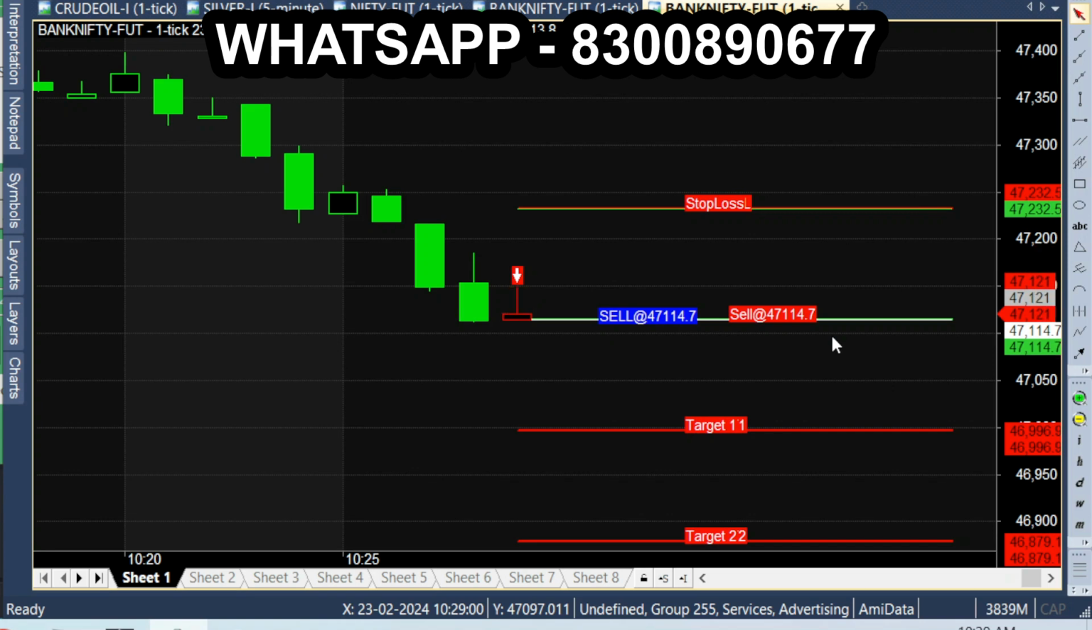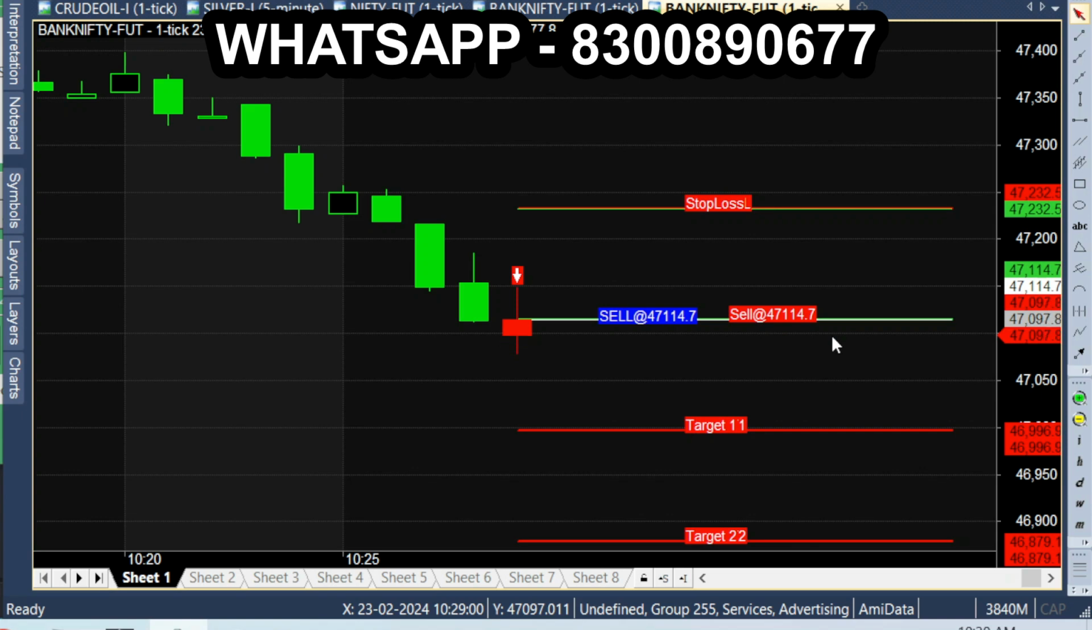Sell call came at 47,114. That straight white line from the red candle is our entry point line. Below lines are the first target and second target lines, the above line is the stop loss line. First target is more than a 100-point range, second target is more than a 200-point range. So from 47,114 to 46,996.